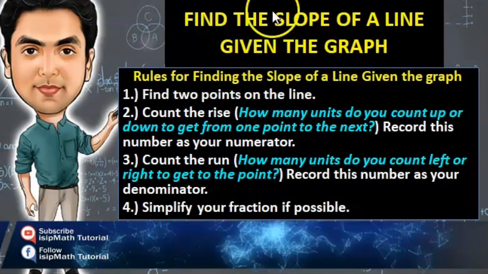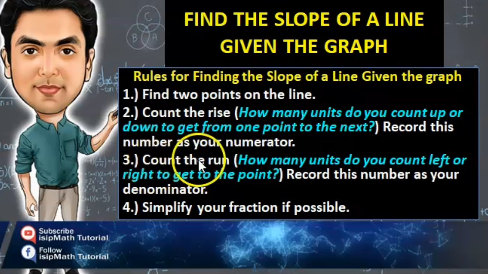Tapos na po tayo doon sa how to find the slope of the line given 2 points and given an equation. So now we are on the last part, which is find the slope of a line given the graph. Rules for finding the slope of a line given the graph. First, find the 2 points on the line. Okay. Then second, count the rise. How many units do you count up or down to get from one point to the next point? Then record this number as your numerator.